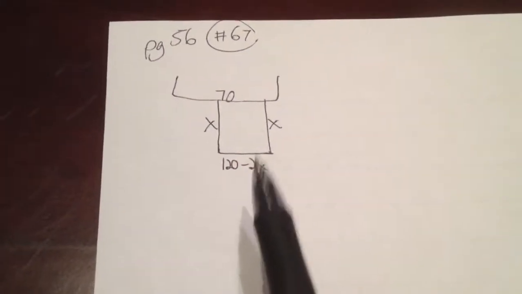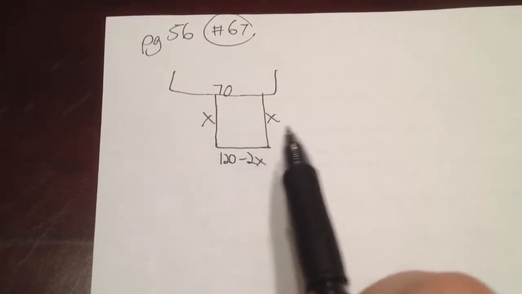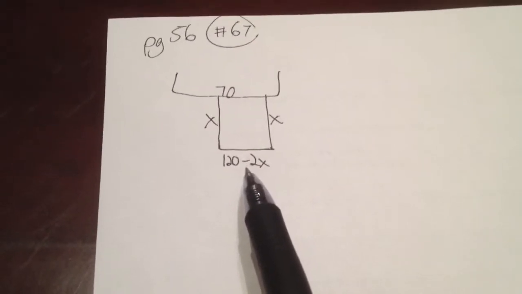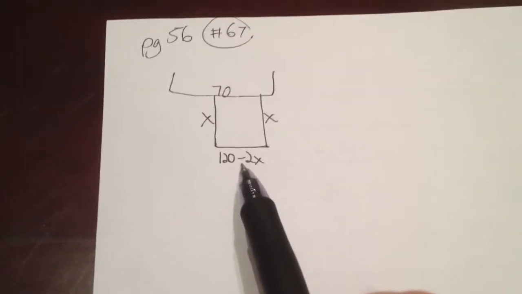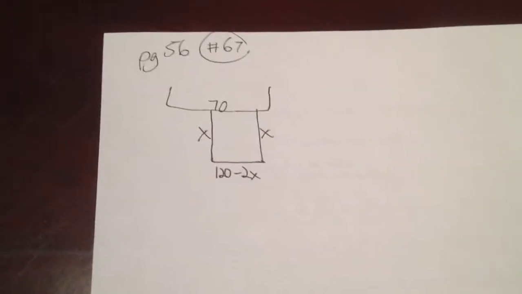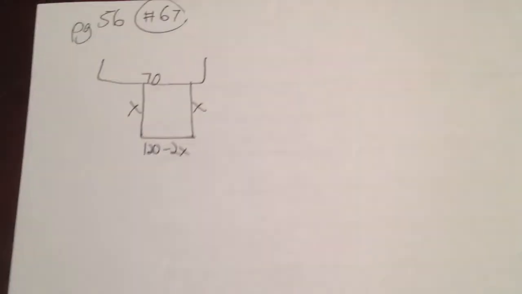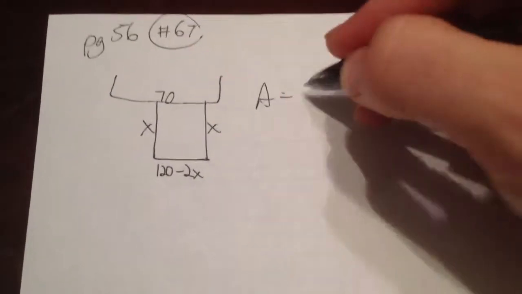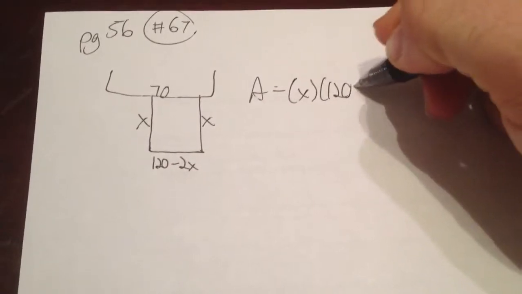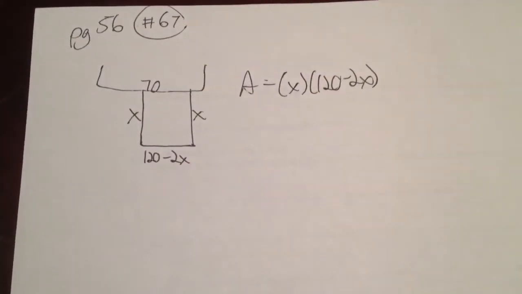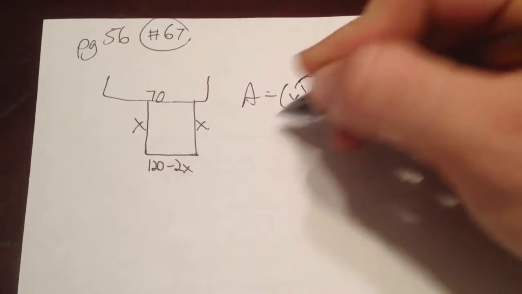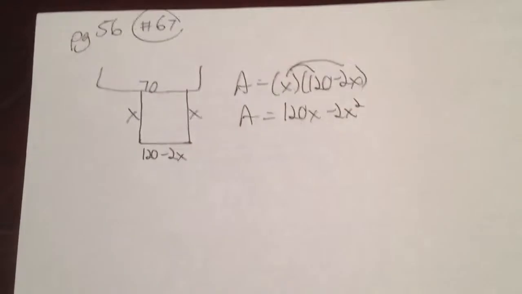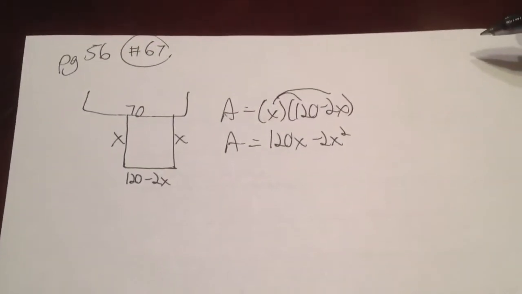And if you have 120 feet, if this is x and this is x, that's two of them. This other side has to be 120 minus the two x's. So the first part of the problem, part A, says to find an equation for the area. Well, area of a rectangle is equal to length times width, so you do x times 120 minus 2x. When you distribute, that gives 120x minus 2x squared. That's an equation for our area.